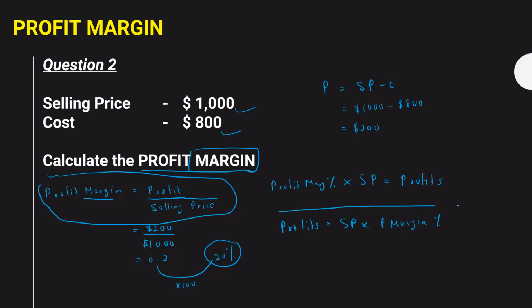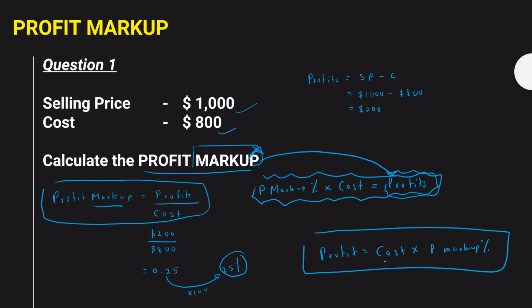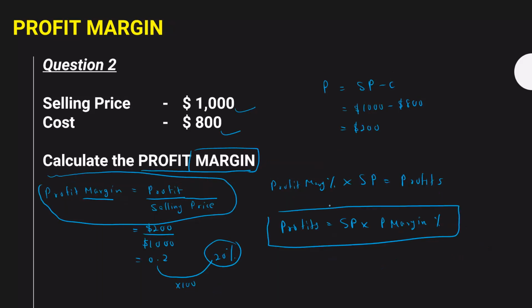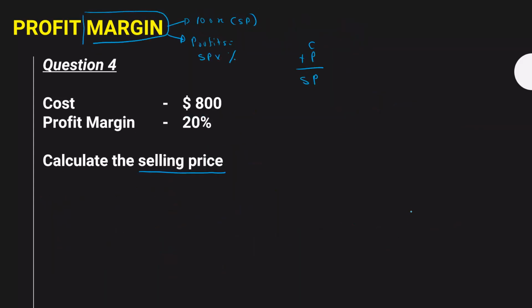A very simple thing to remember is the difference between markup and margin. Under the markup method, profit will be calculated as cost into the percentage. Don't forget, this is a very important thing. Under the margin method, the profit will be calculated as selling price into the percentage. Keep these important points in your mind, and if you feel you will forget, write it down somewhere. So let's go to this particular question, where I am asking you to calculate the selling price.